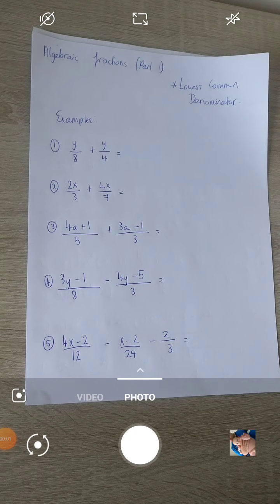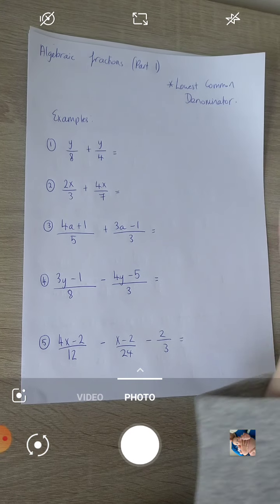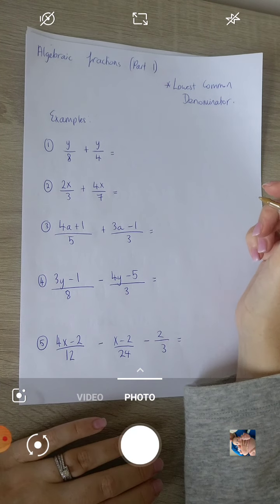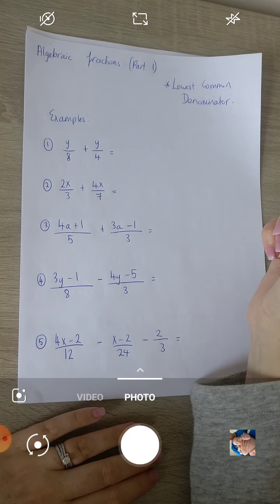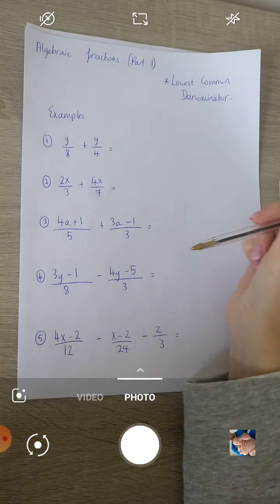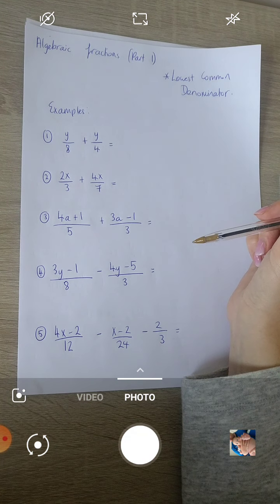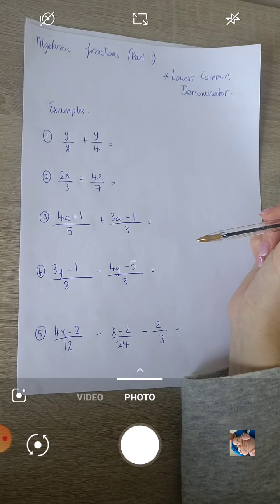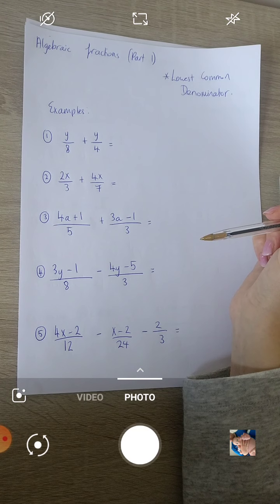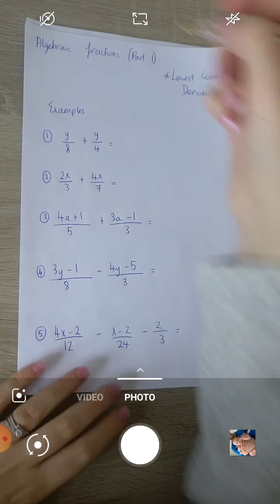Okay, so the next part of the algebra chapter, the very first algebra chapter in the Leaving Cert, deals with algebraic fractions. Now, these are the more straightforward fractions, but from experience, people tend to not like fractions or have a bit of a mental block about fractions. So we'll work through these.